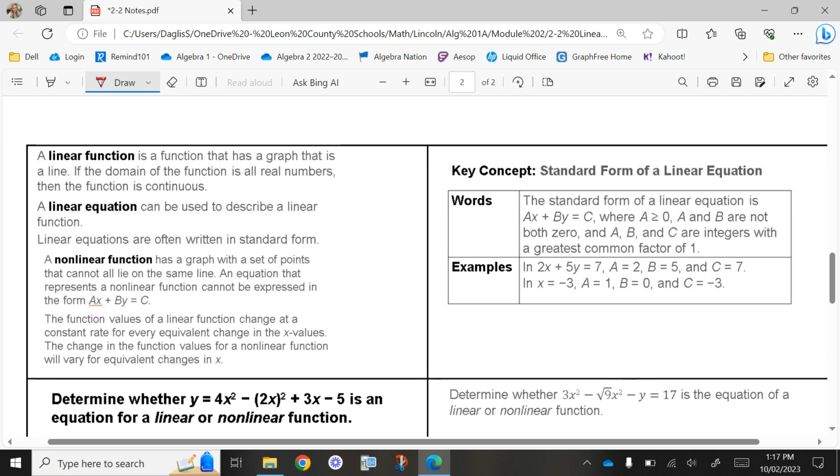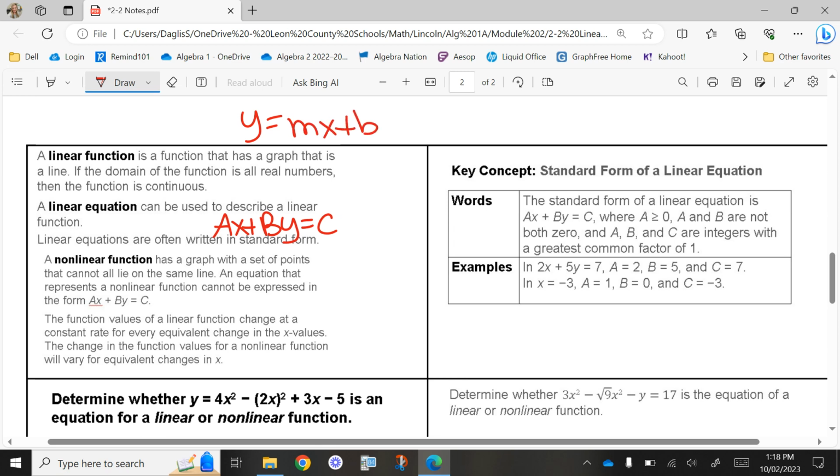Let me show you what standard form is. It is ax plus by equals c. That is standard form, meaning something x plus something y equals just a constant. There's lots of different ways. You are probably also familiar with y equals mx plus b, the slope-intercept form. That's also a line.